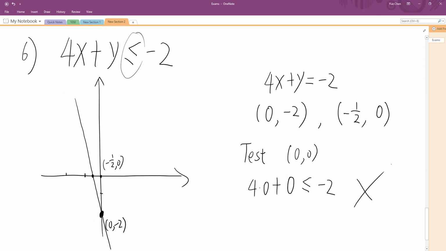It's wrong, so we should choose which part? The lower part or the upper part? Which part? The lower one or the left one, right? So this is your region.